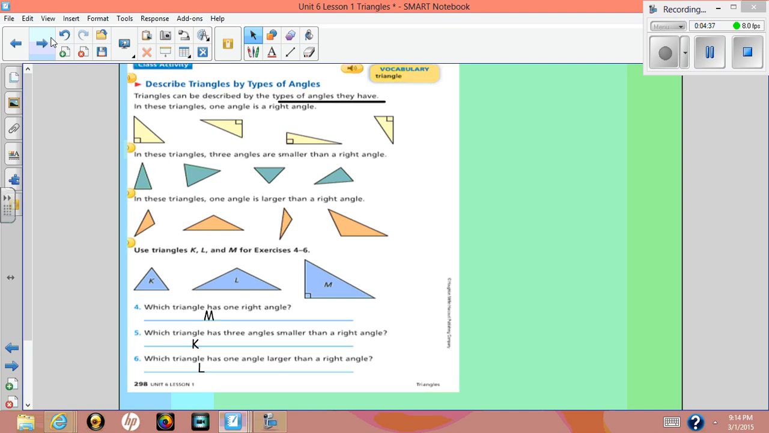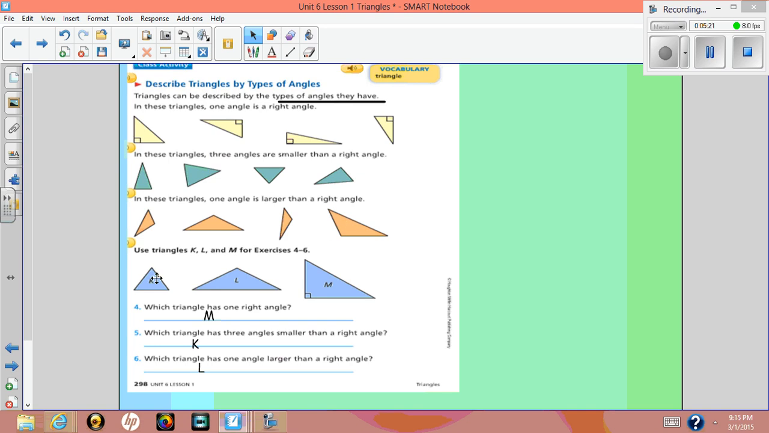Now, triangles are identified by the types of angles that are represented within them. So the first ones are right angles, and we can tell that by these perpendicular corners that form a square. 1, 2, 3, 4. These triangles in this section are all smaller than right angles. These all have acute angles. In these triangles, they are larger. They have one angle that is larger. 1, 2, 3, and 4.